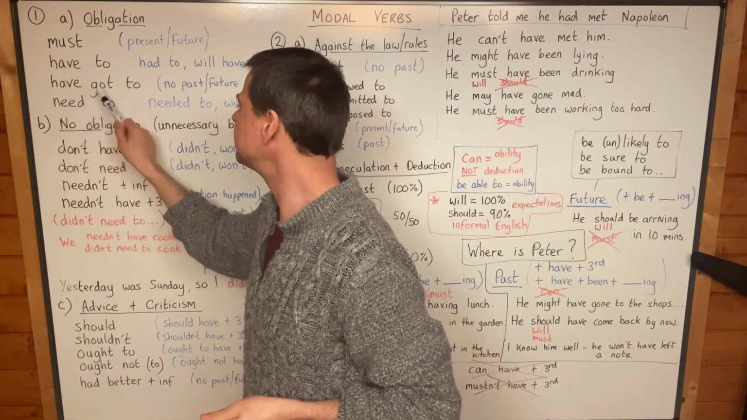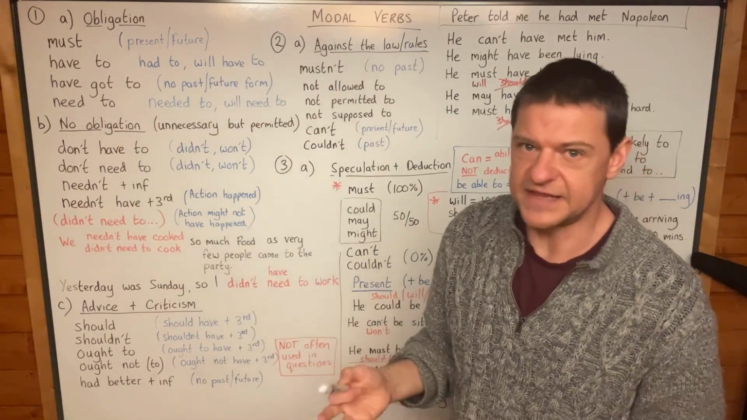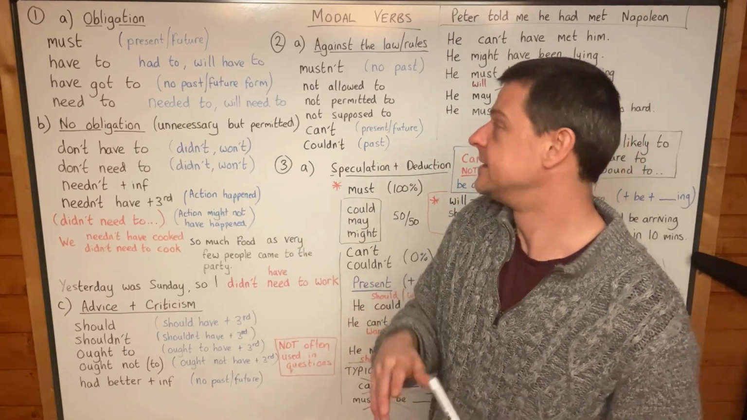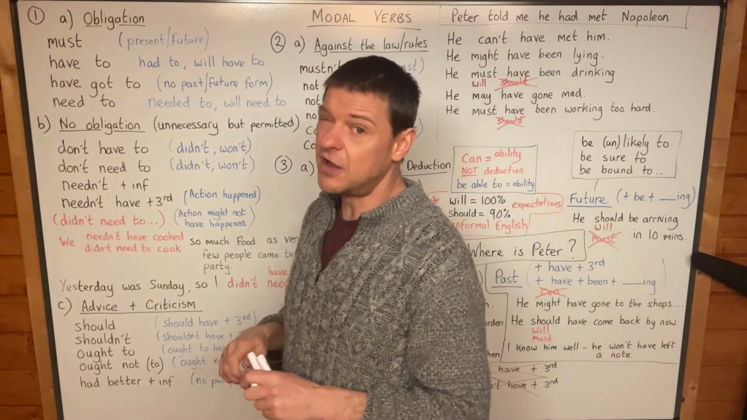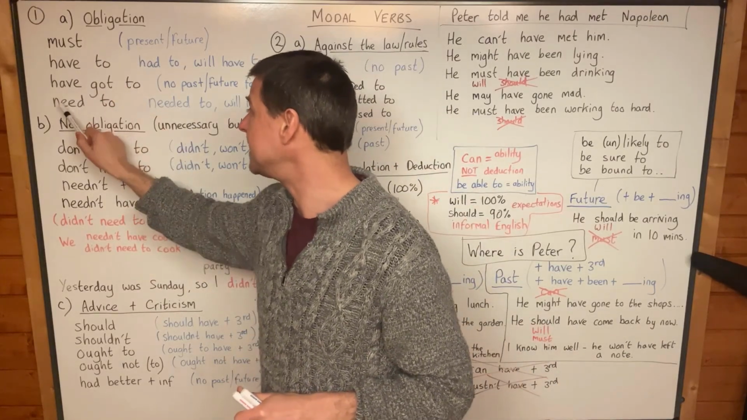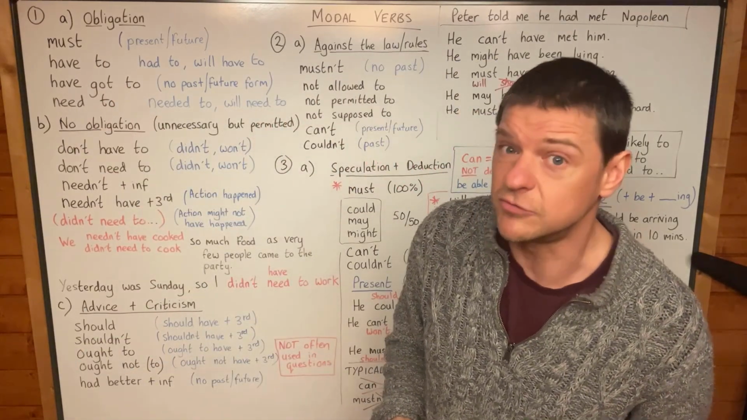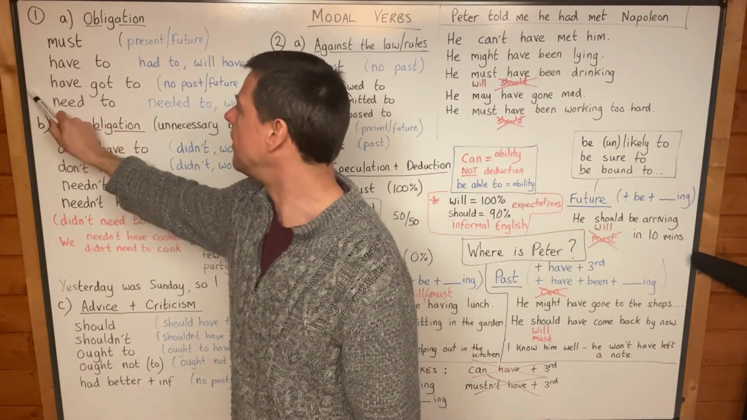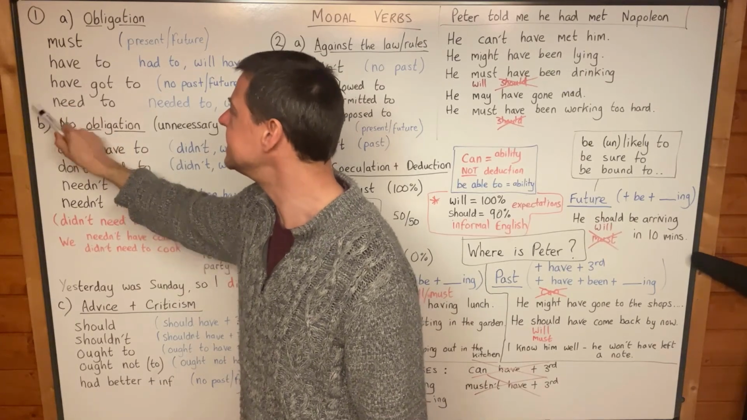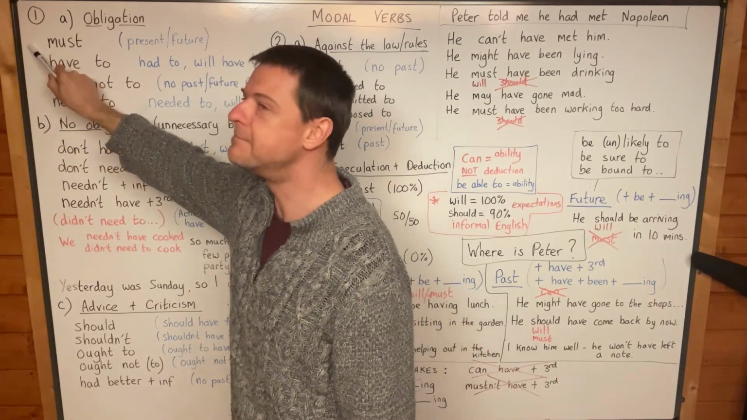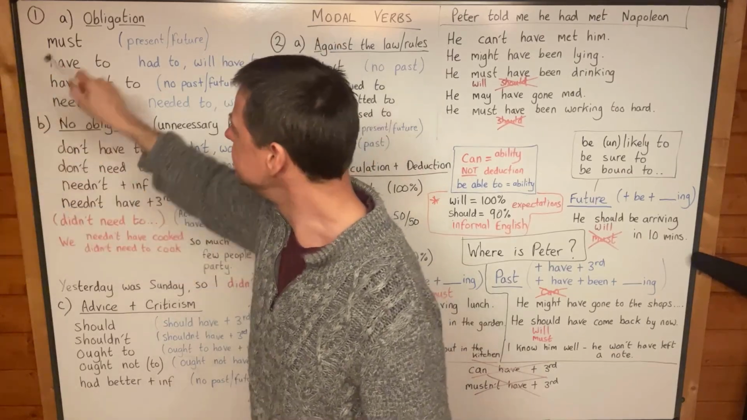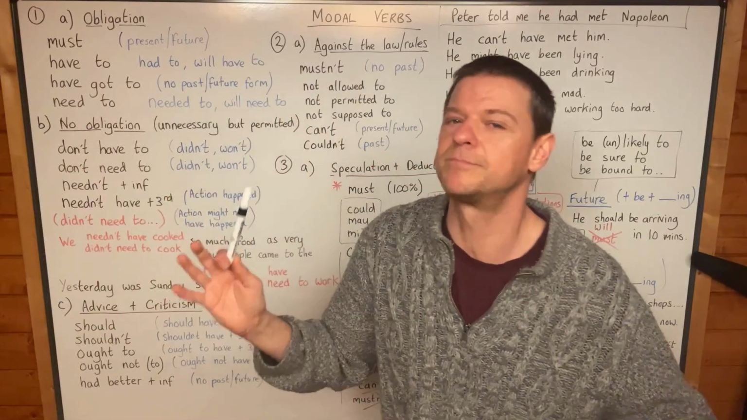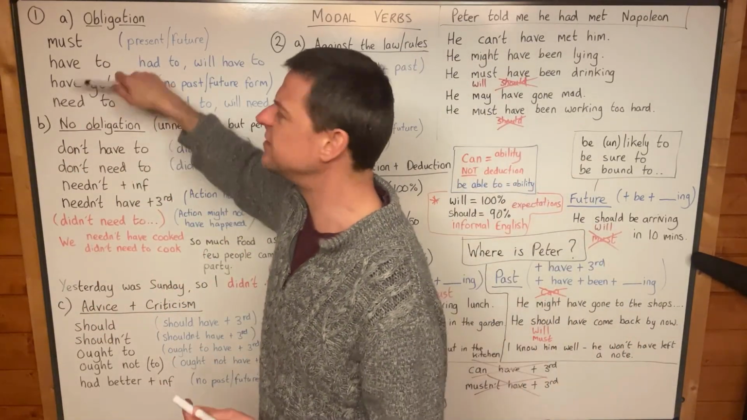Must, have to, have got to, need to, all of these express an obligation, but they all work differently in terms of grammar. For a start, have to and have got to and need to are not actually modal verbs. Why? Because you say, I have, he has. I need, he needs. But you don't say, I must, he musts. You don't put an S on the end of must in the he form, which means that must is 100% a modal verb, and these guys are not really.